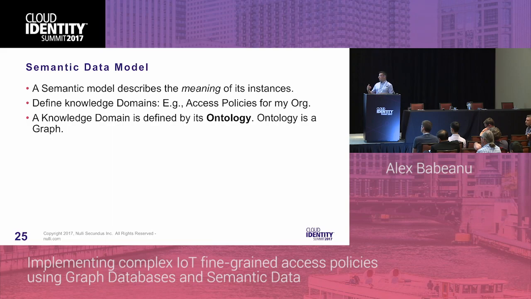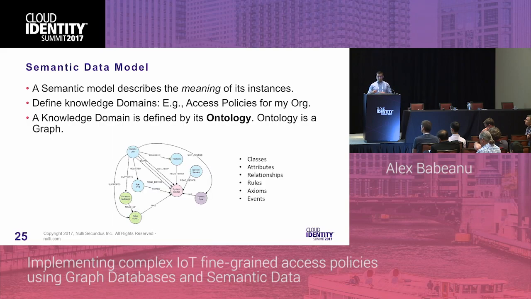So when you have a graph like that, it describes the classes of your domain of knowledge, the attributes, the relationships between them, the rules, the axioms, the events of your domain of knowledge. So in essence, this is the ontology of your domain of knowledge. And you get this once you've got your graph. You don't have anything else to do. So it's up to you to use it or not, really.